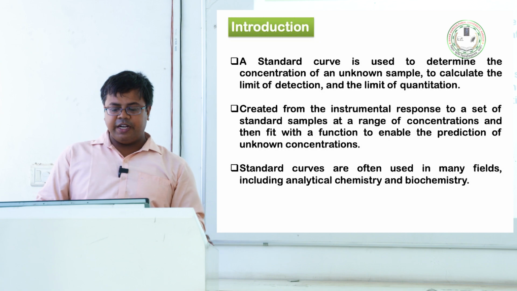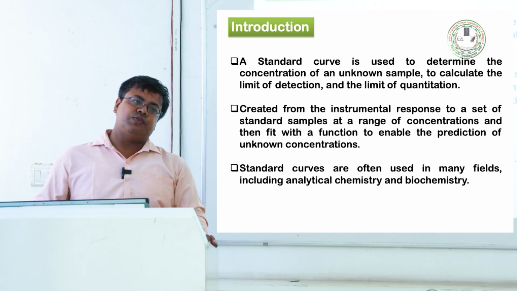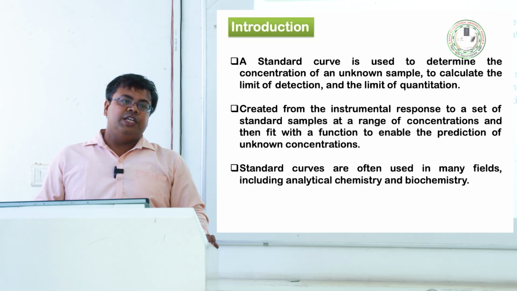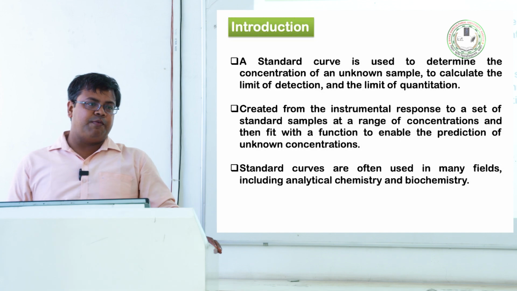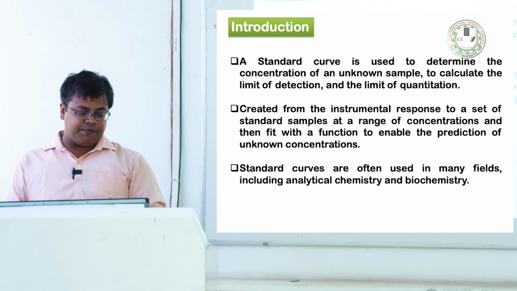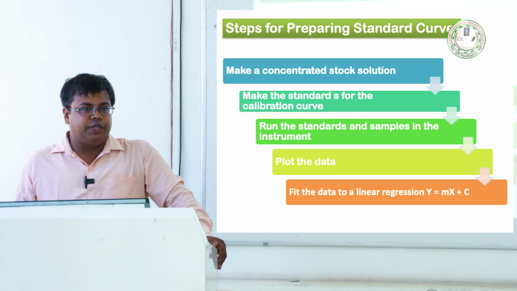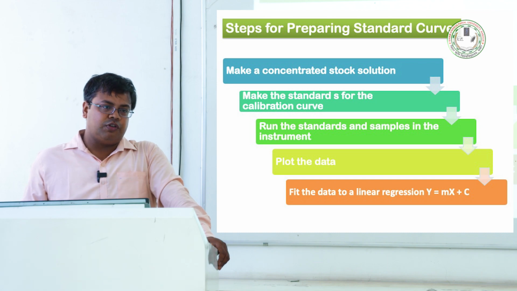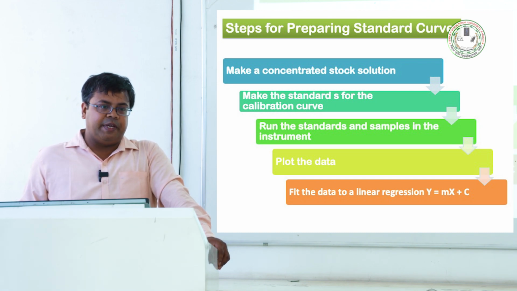It is required in any analytical chemistry or biochemical analysis, so we have to determine the standard curve. Now, for preparing the standard curve, we have to go through certain steps. The first step is to prepare a standard stock solution. Before that, we will discuss the standards of chemicals.